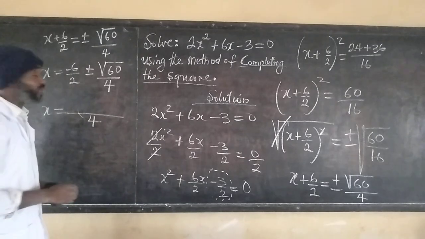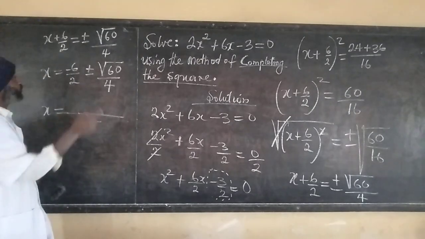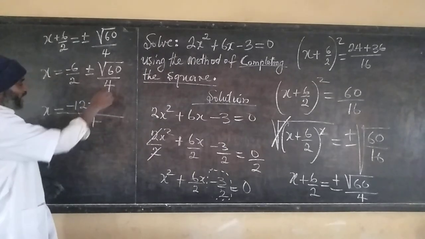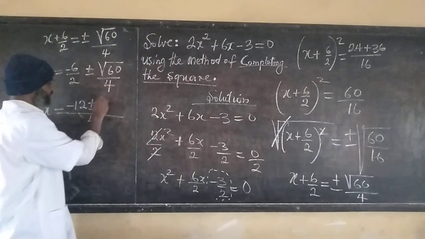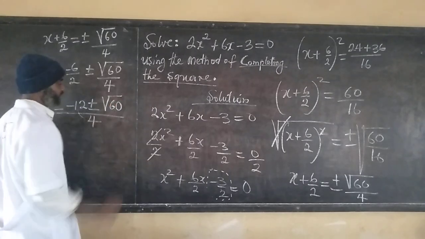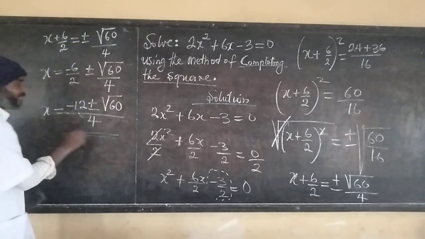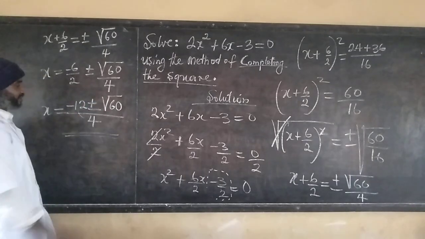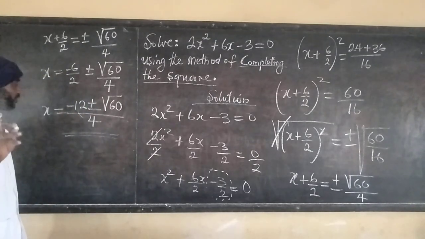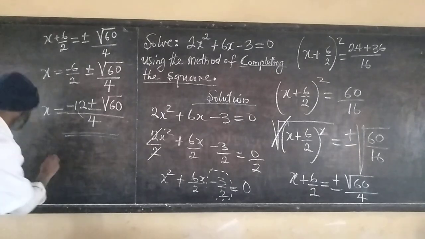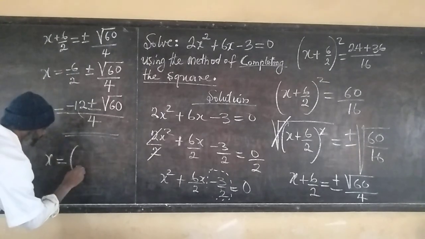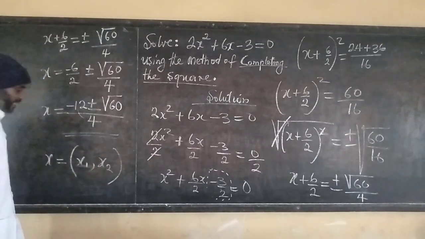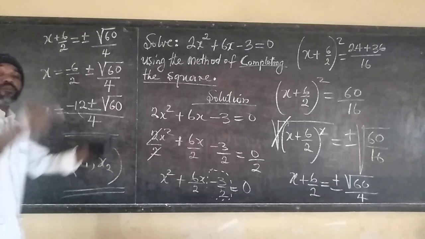If the LCM is 4, then 4 divided by 2 is 2, and 2 times 6 is minus 12, plus or minus square root 60, all over 4. 4 against itself is 1, and 1 times square root 60 remains square root 60. This is not the final answer, because we need to make use of plus and minus, so that you can find the values x1 and x2.